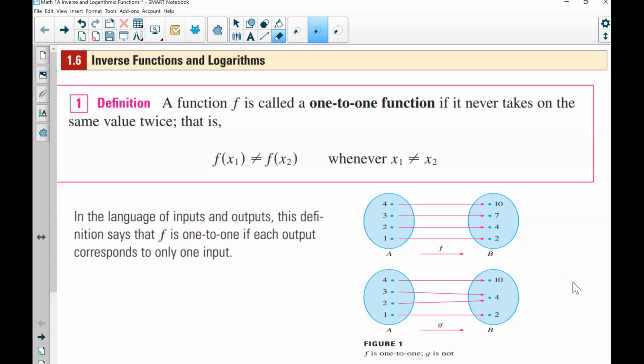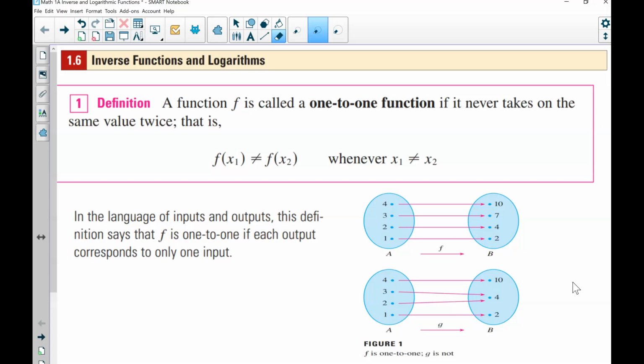Okay, now in section 1.6, we determine and discuss inverse functions and logarithms. Now, we have a definition here, and the definition states that a function f is called a one-to-one function if it never takes on the same value twice. And that is, if the output of x1 does not equal the output of x2 whenever x1 does not equal x2.